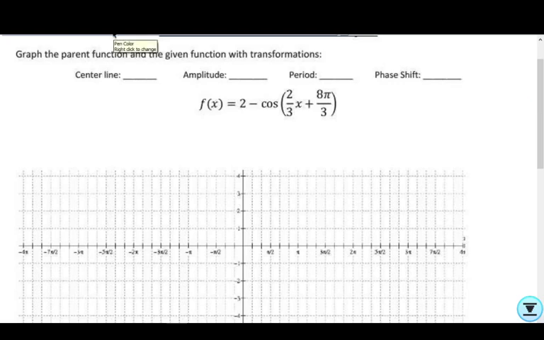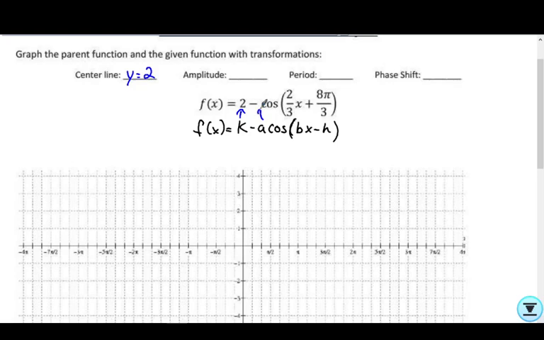So again, one thing that you could do to help yourself out is to write the parent function with the transformations in it, so that we can see what we have going on here. Well, K is my vertical shift. That tells me where my center line is. So my center line is at y equals 2.